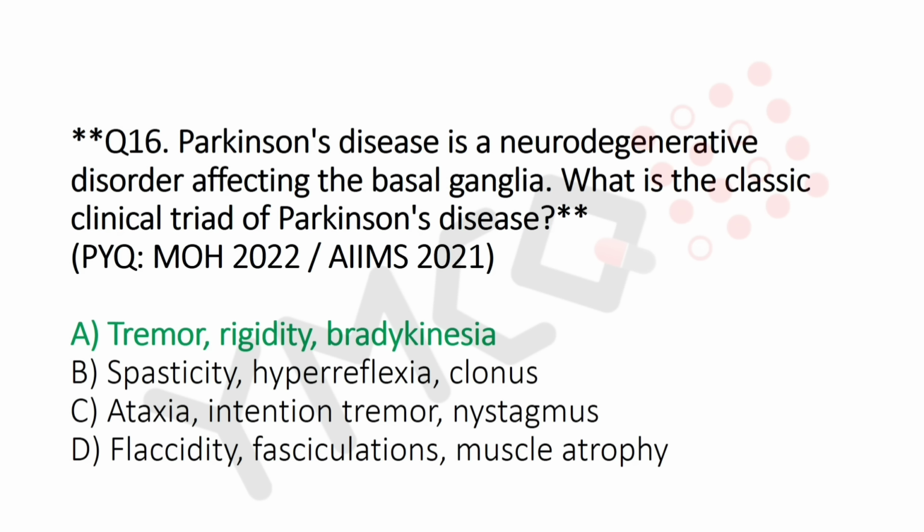So Parkinson's disease is marked by a resting pill-rolling tremor, lead pipe or cogwheel rigidity, and bradykinesia, slowed movement. Okay. Now let's move to question number 17.